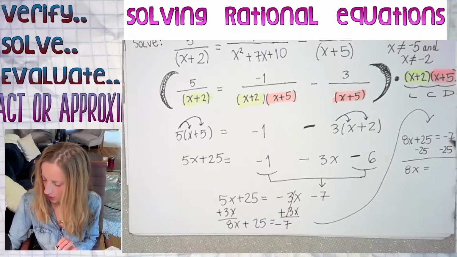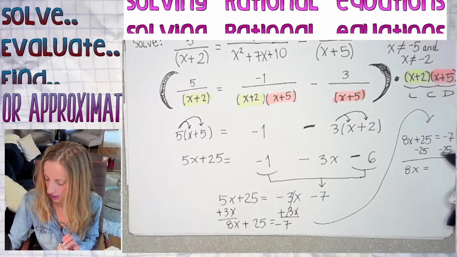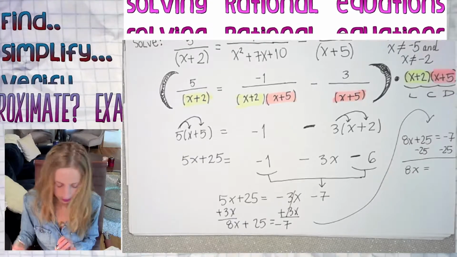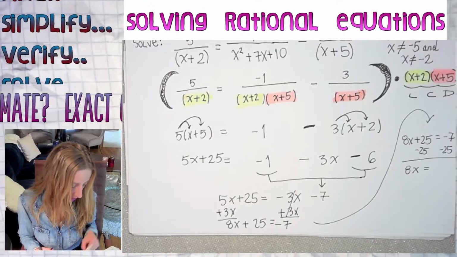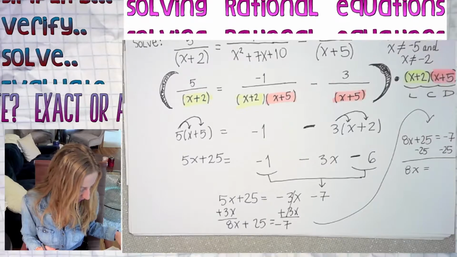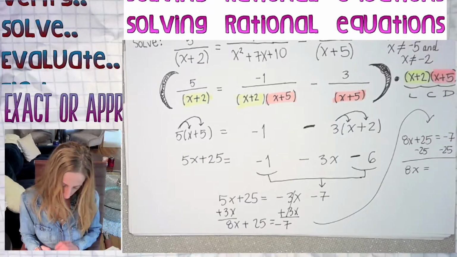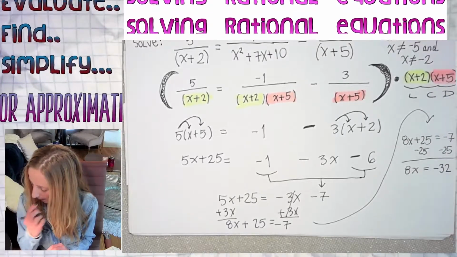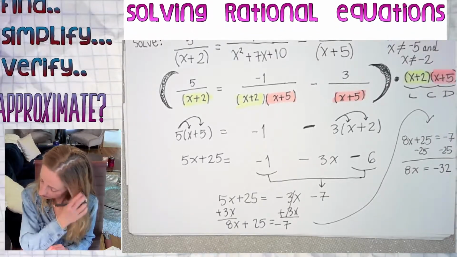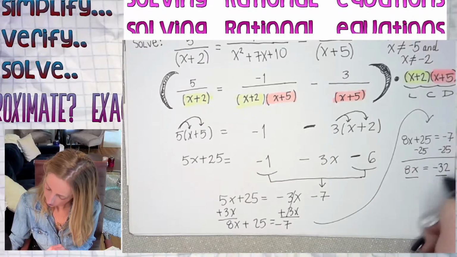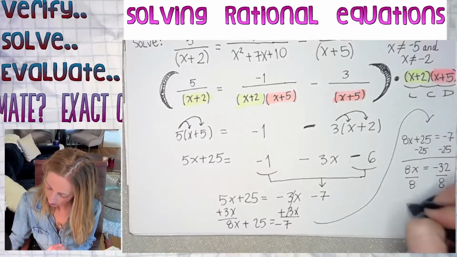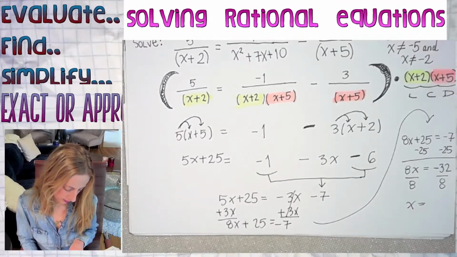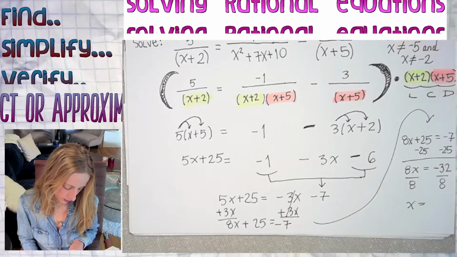Negative 18. Both are negatives, negative 7 and negative 25. So you're going to add them together and make it negative. Oh, negative 32. Negative 32. Okay, one more step. Divide both sides by 8. You got it. And if we divide by 8, we get that x equals what numero? Negative 4.